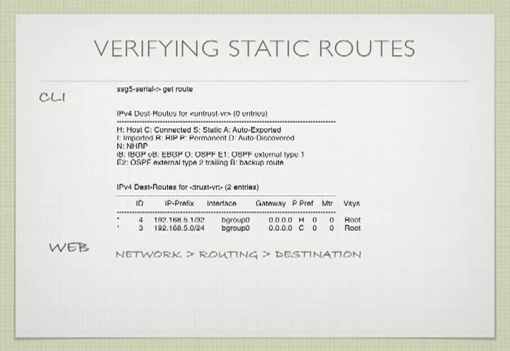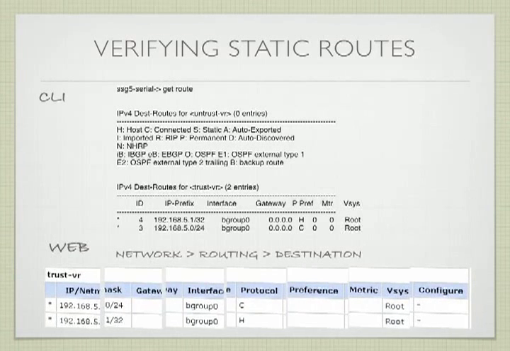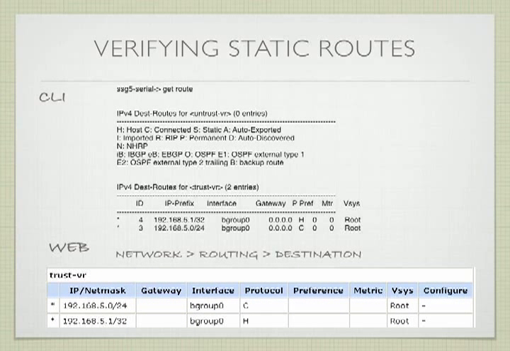In the web, you would look under network routing destination, and when you pick that, it pulls back a tabled version of the routing table on the web browser. So get route and network routing destination will show you the routing table on the device.